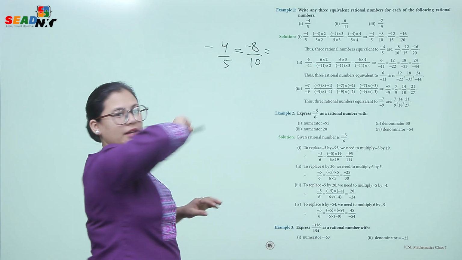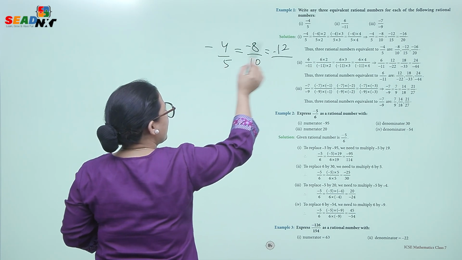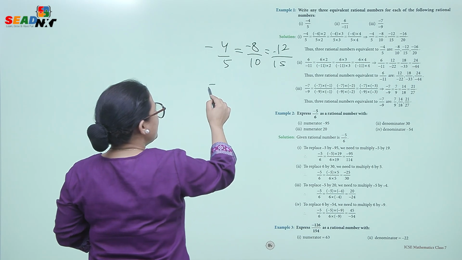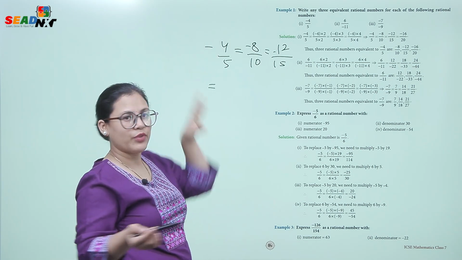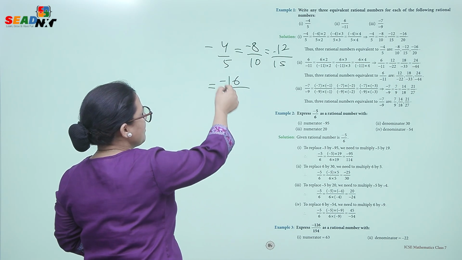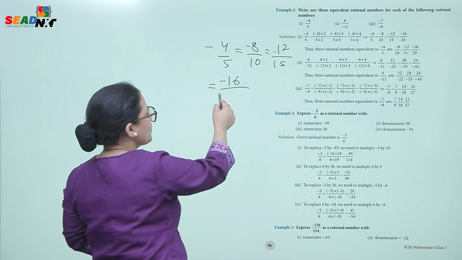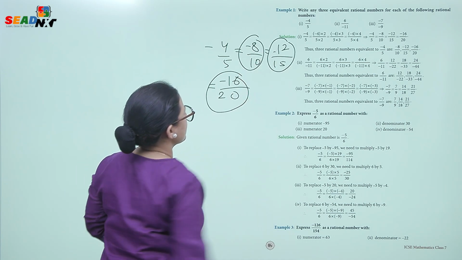Then multiply by 3. Minus 4 into 3 is minus 12, and 5 into 3 is 15. One more equivalent rational number we have to find. We'll multiply this by 4. Minus 4 into 4 is minus 16, and 5 into 4 is 20. Okay, so these are the three equivalent fractions.